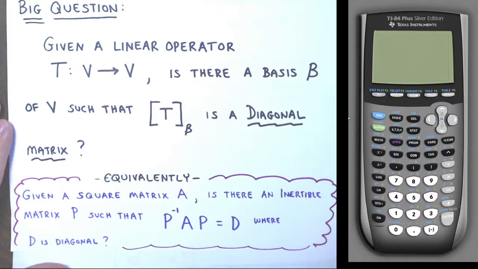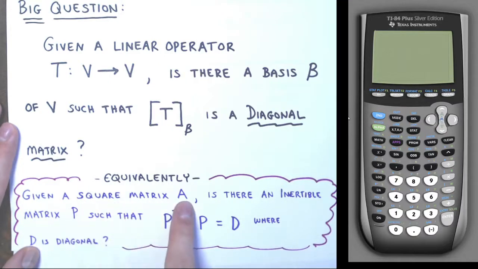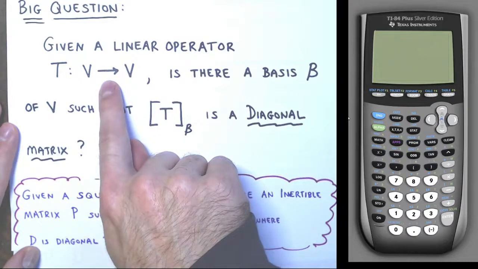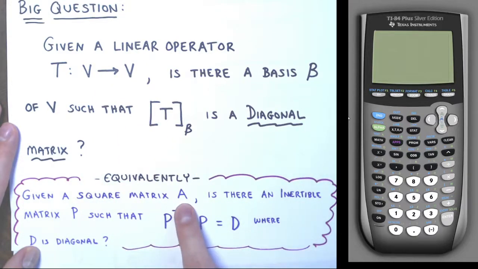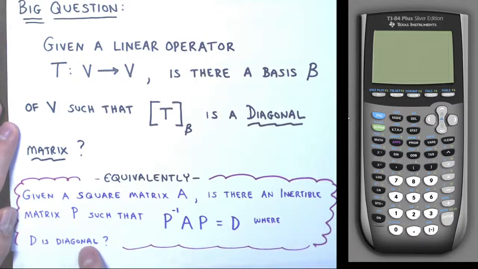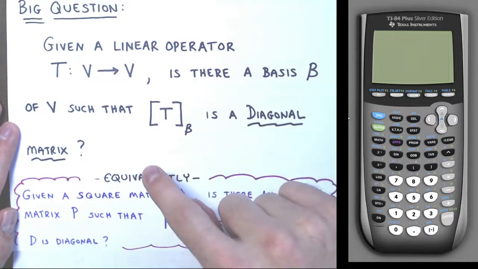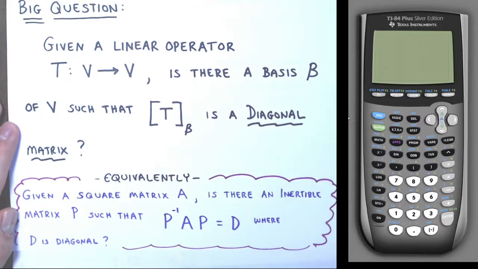Another way of asking that, an equivalent question, is suppose you're given a square matrix A. Remember, every linear operator can be represented by a square standard matrix called A. Is there an invertible matrix P such that P inverse times A times P is equal to D, where D is a diagonal matrix? The answer is yes or no, depending on the kind of matrix. We're going to see in the next video when the answer to this question is yes and when it is no.